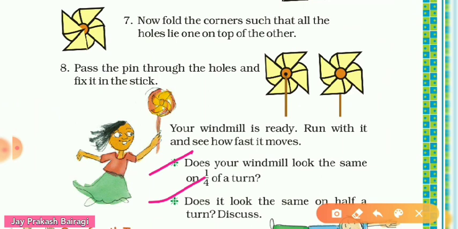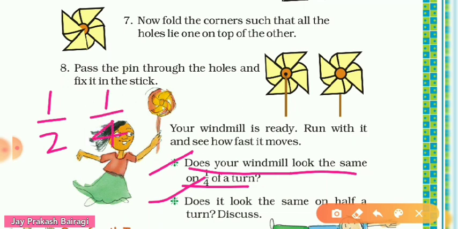So let's look at this first. Does your windmill look the same on a 1/4 turn? So dear students, in previous pages we studied about half turn. Half turn means you will rotate the picture by half, but here we have a 1/4 turn. So what is a 1/4 turn?